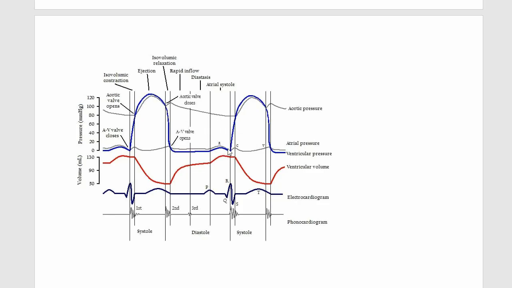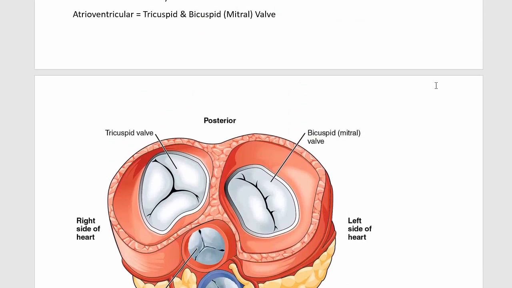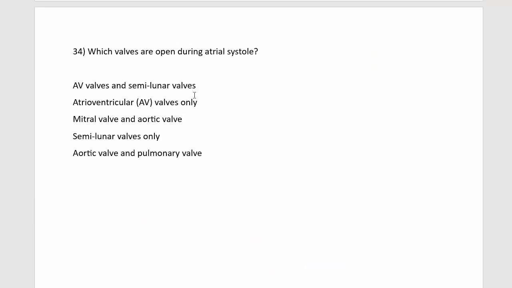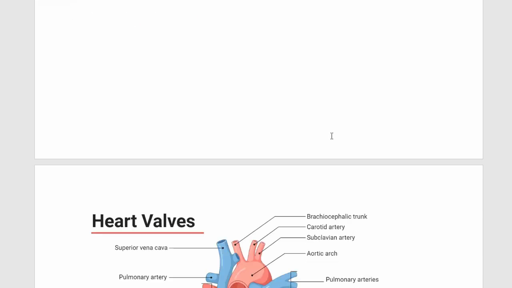but the semilunar valves will be closed prior to that, and that's where you get this filling of the blood. And you can see here with the ventricular volume, the filling of the blood here, it elevates a little bit, and that wouldn't be possible if the semilunar valves were open. It would just start moving out. So with all of that said, the correct answer is going to be the atrioventricular valves only during this period. Let me just cross those out. Okay.